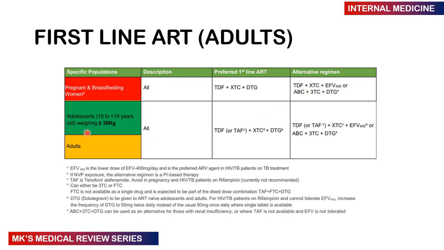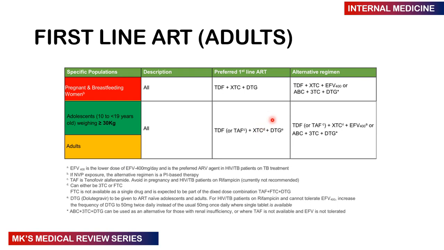Now, in adolescents between 10 to less than 19 years and those weighing greater than 30 kg, and in adults, the first line preferred regimen is either your TDF or your TAF. Remember that TAF is going to be used when your creatinine clearance is between 30 to 50. If it's greater than 50, you can use TDF, meaning that there is no renal insufficiency. Then, of course, your XTC, which is either lamivudine or emtricitabine, and DTG.